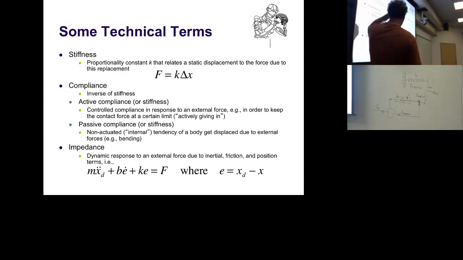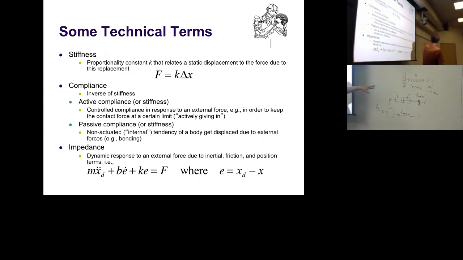So passive compliance is fine. So muscles, tendons, whatever. Also some bending can do that automatically. Last thing is what is called impedance. And that's just a generalization of stiffness. So stiffness here is basically a static component. So if I deflect this by delta x, it does something.